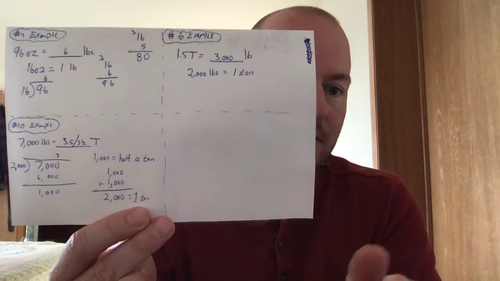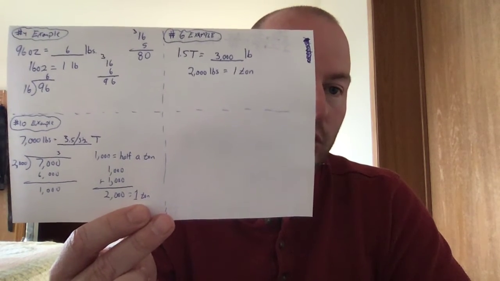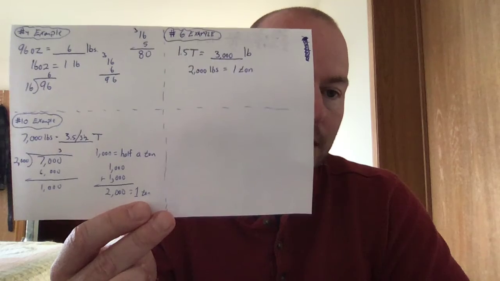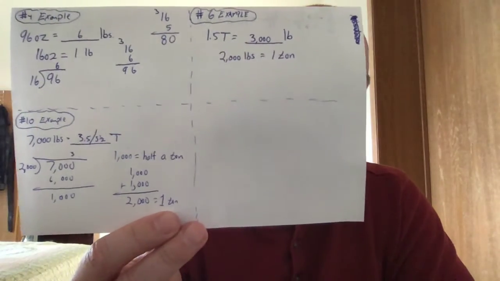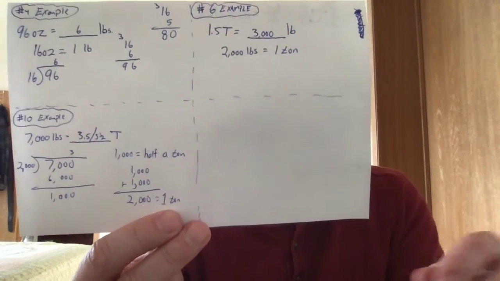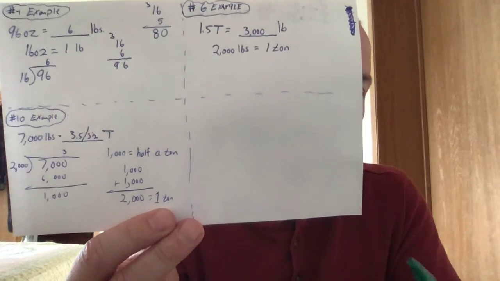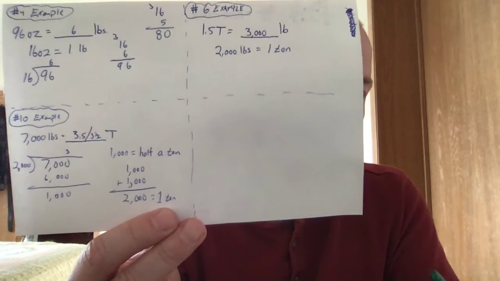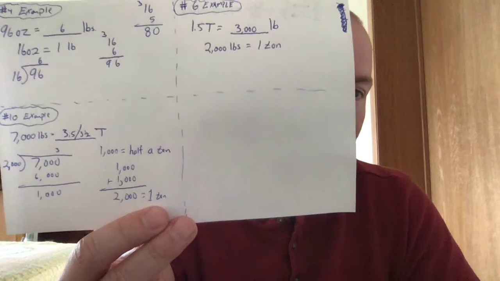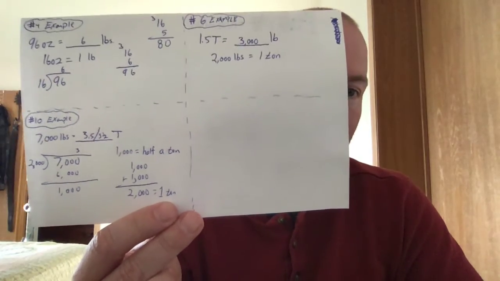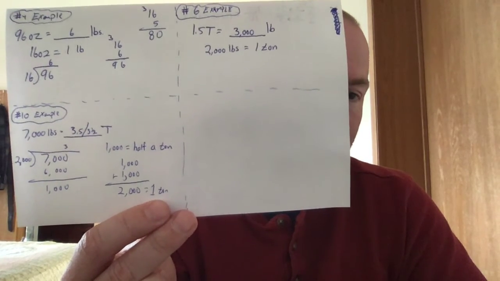So 3 tons gives us 6,000 pounds. 2, 4, 6. And then we have another 1,000 pounds. So 1,000 pounds is half a ton, and you can write it as 3.5 tons is 7,000 pounds.